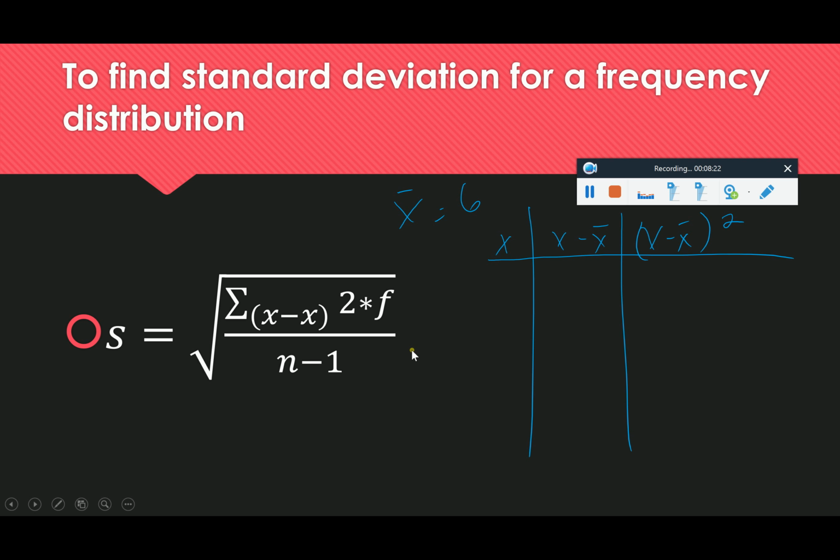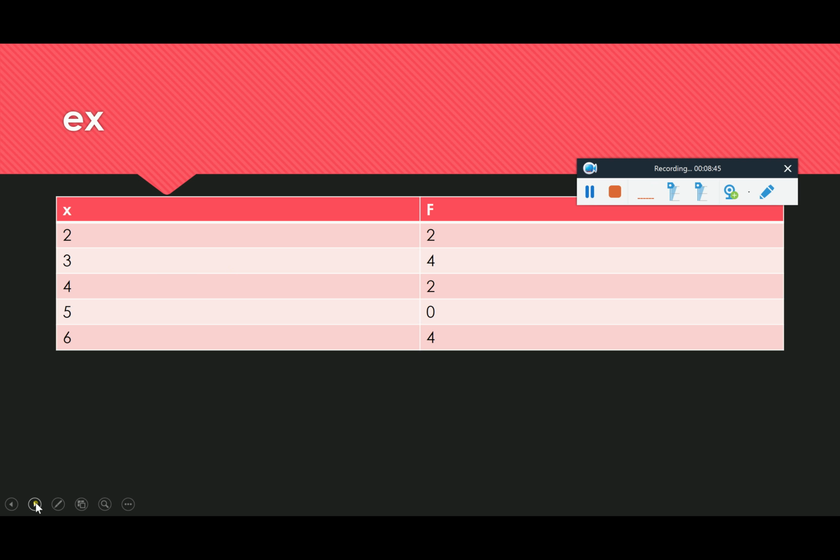All right, so for a frequency distribution, you would do the same thing, and then you have to multiply by how often it occurs, which is your frequency. And then you do n minus 1. This is the case when you have a lot of repeating numbers, so it just makes your life a little bit easier.